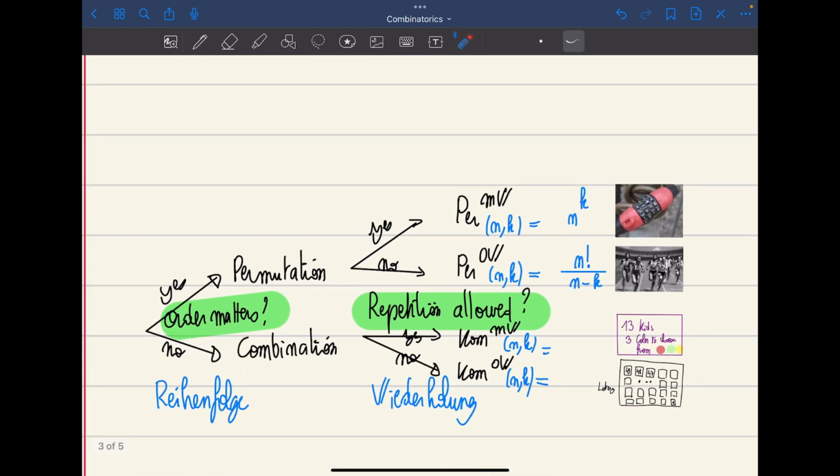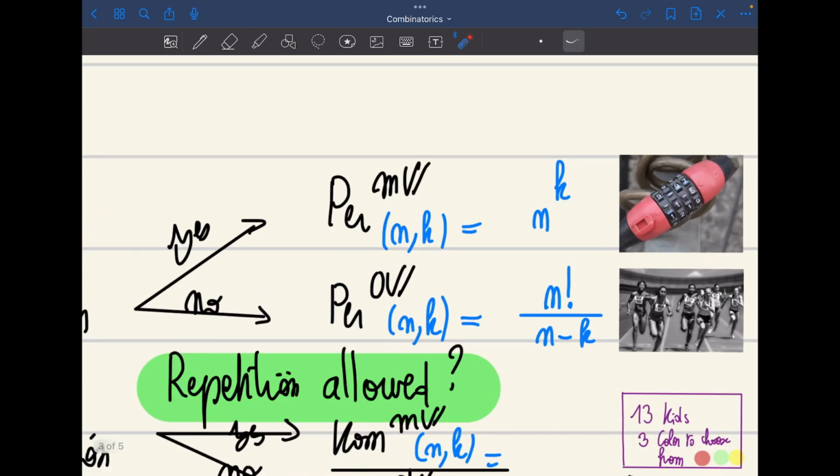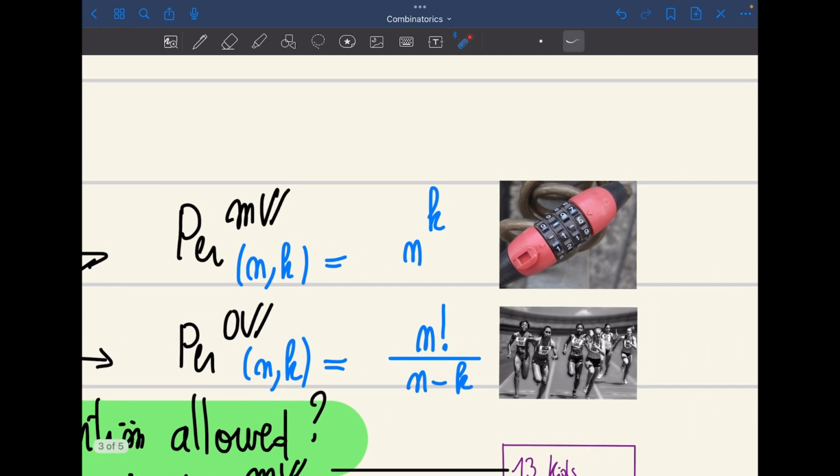Let's recap. So we have 4 formulas, with repetition and without repetition. For the permutation with repetition, with this example, that was n to the power of k. For the permutation without repetition, we saw with this example that it was n factorial divided by (n minus k) factorial.